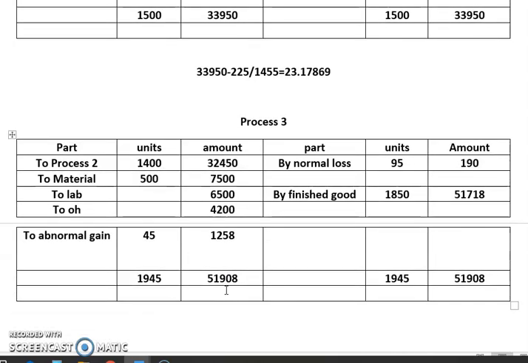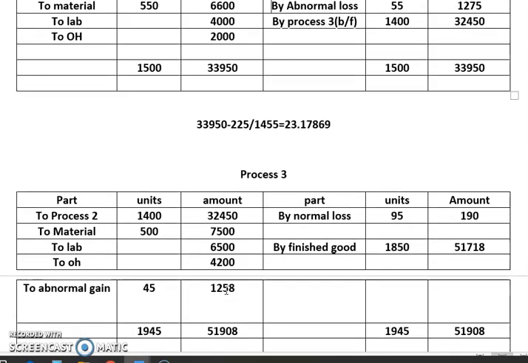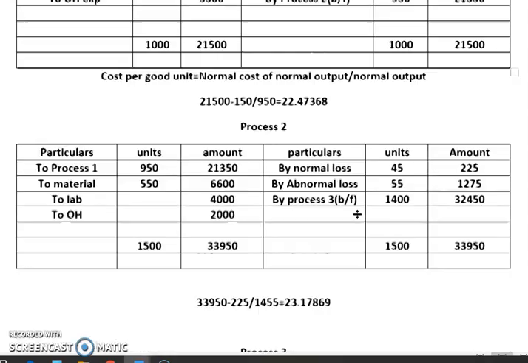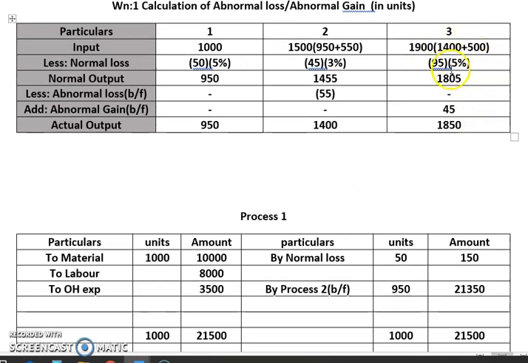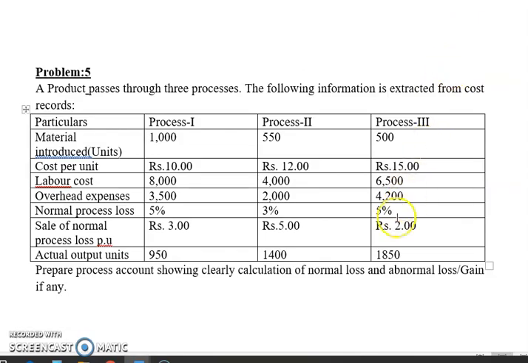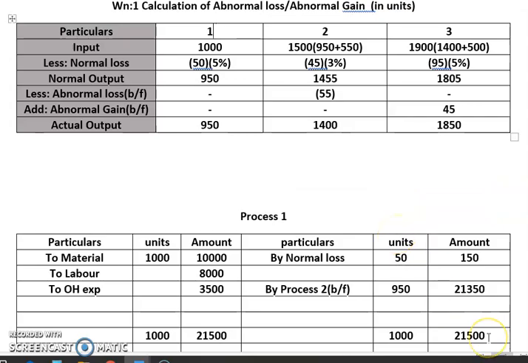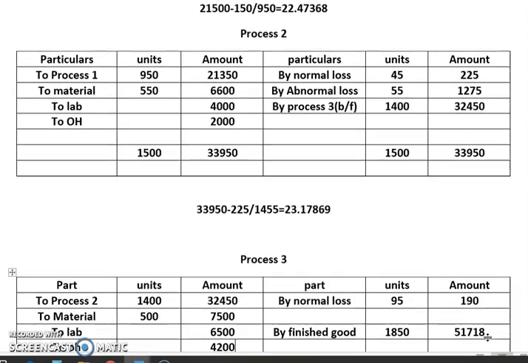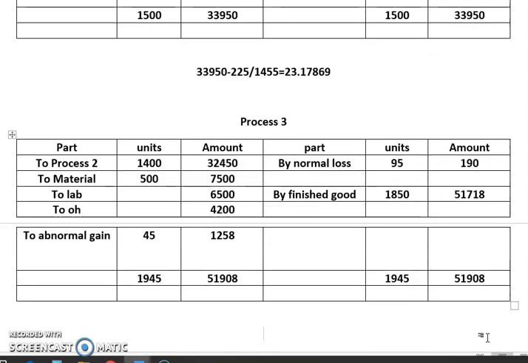Now again in the same way, whatever output has been transferred from process 2 need to be taken in your process 3 by writing to process 2. So I have taken the amount 1400, 32,450. Again my respective material, labor, overheads will come here, and my normal loss units here are 95, and each unit is sold at how much? 2 rupees. Therefore it is giving me how much? 190, right?